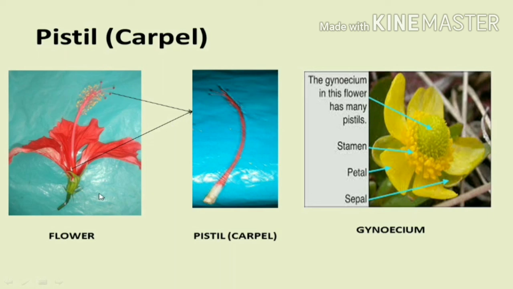Sepals form the first whorl of a flower. Petals form the second whorl of a flower. Stamen forms the third whorl of a flower, and pistil forms the fourth whorl of a flower.